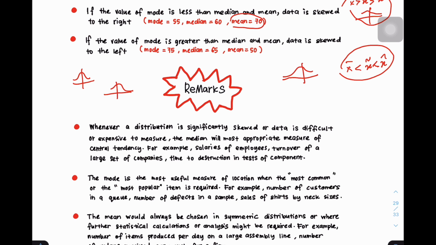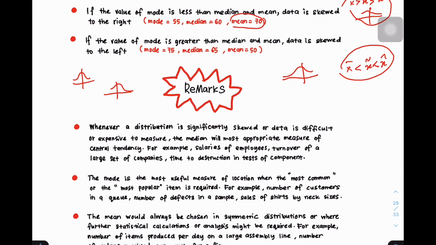Manakala mean pula will always be chosen in symmetric distribution or where further statistical calculation or analysis might be required. So mean ni, purata ni biasanya kalau kita nak come out with further analysis ataupun kita nak buat more observation, so kita akan tengok the value of mean. Contohnya number of items produced per day. Okay, untuk another step, so kita nak tengok number of items produced per day on a large assembly line, okay, ataupun number of orders received per month for a firm. So semua tu kita akan tengok purata lah untuk kita ukur keseluruhan population. Kita purata sampel untuk kita ukur keseluruhan population.